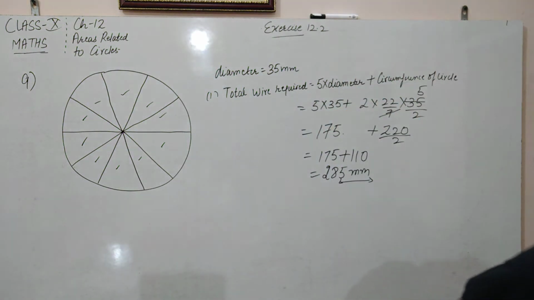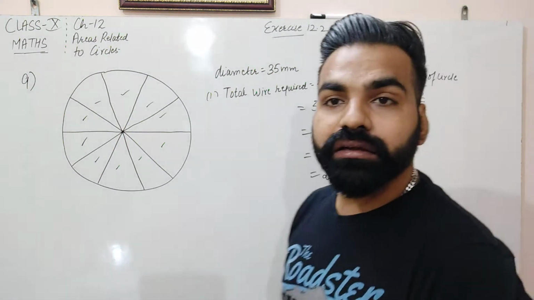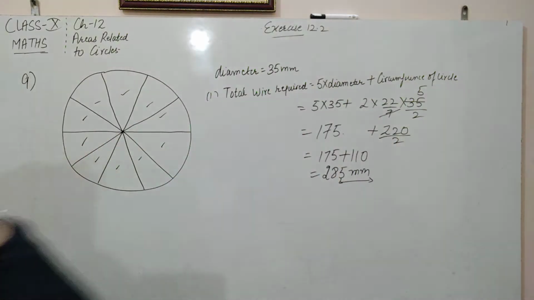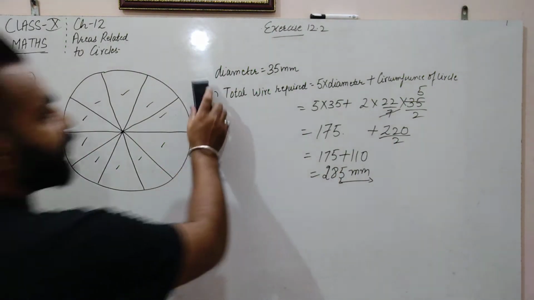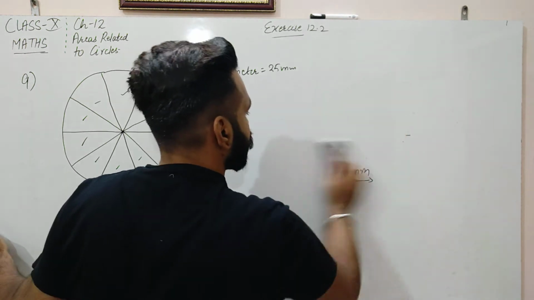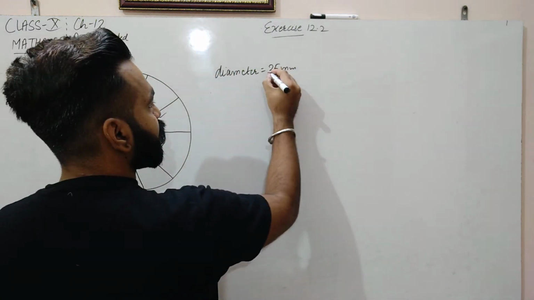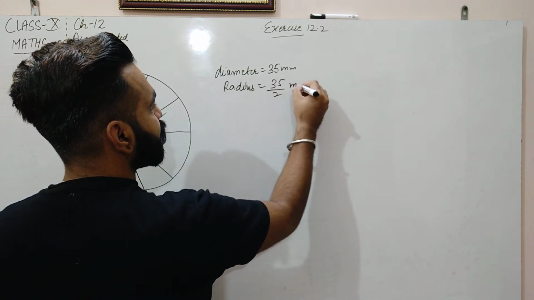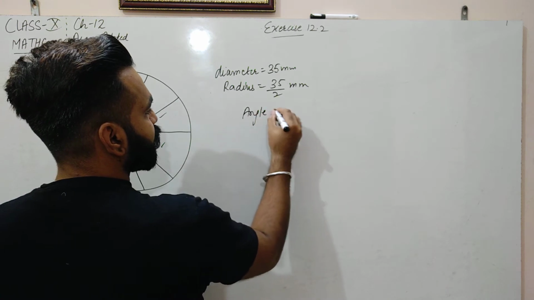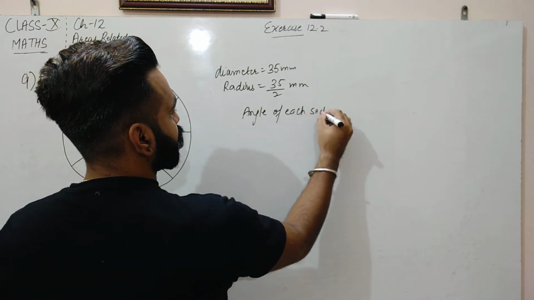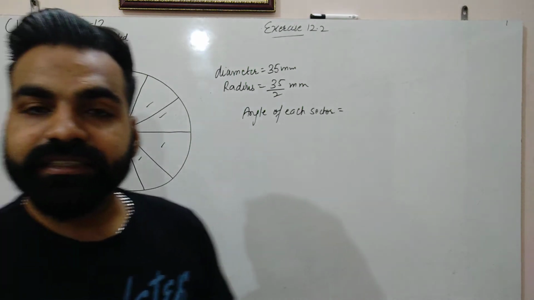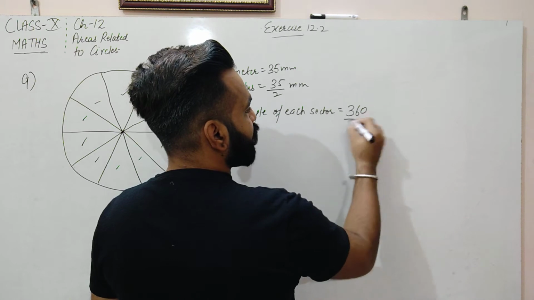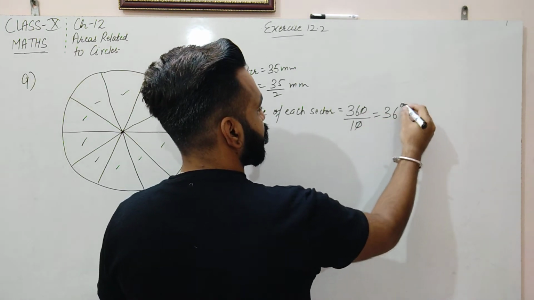So to find the area of the sector, we need the angle and the radius. To find radius, diameter is given. We have to find the angle. So since the whole circle is divided into 10 equal parts, first of all find radius. Radius will be 35 by 2 millimeter. So angle of each sector, the complete angle is 360 and the complete angle is divided into 10 parts. So angle for each sector will be equal to 36 degree.